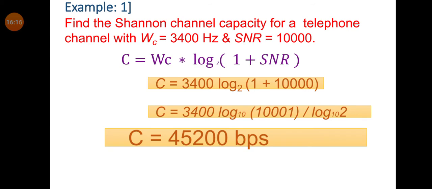45,200 bits per second. So using the Shannon theorem, we have calculated the telephone channel capacity C is equal to 45,200 bits per second. What it means is, with the bandwidth of 3400 Hz and signal to noise ratio 10,000, the telephone channel can transmit 45,200 bits in 1 second. Clear? Okay, now to understand the Shannon theorem completely, we can use another example here.